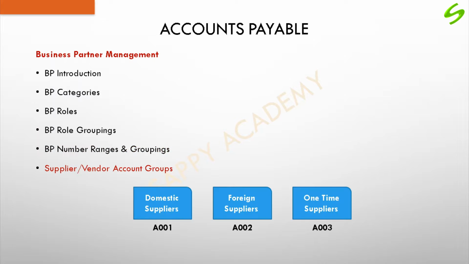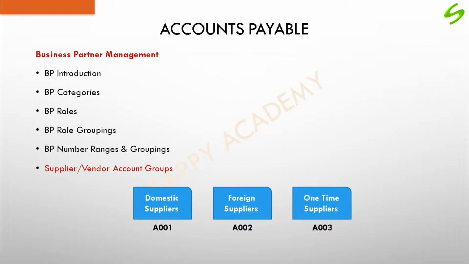Let's move on to the next topic, supplier or vendor account groups. In ECC, the term used was vendor account group or vendor number. In S4HANA, you see mostly supplier is being used instead of vendor, but in some places you will also find vendor. So don't get confused. Vendor and supplier are both the same. So the supplier vendor account groups are same as in ECC. In S4HANA also we have to create account groups. These groups can be categorized by various criteria. For example, we can create different account groups for domestic suppliers, foreign suppliers, one-time suppliers, and so on.